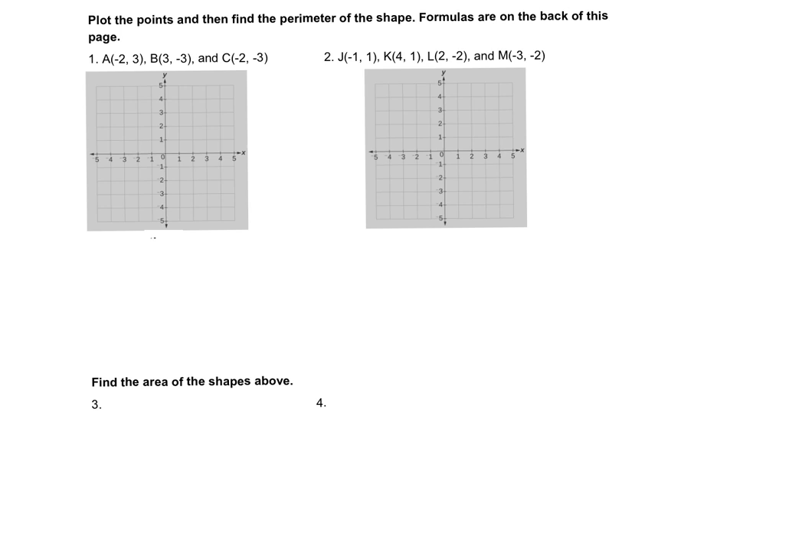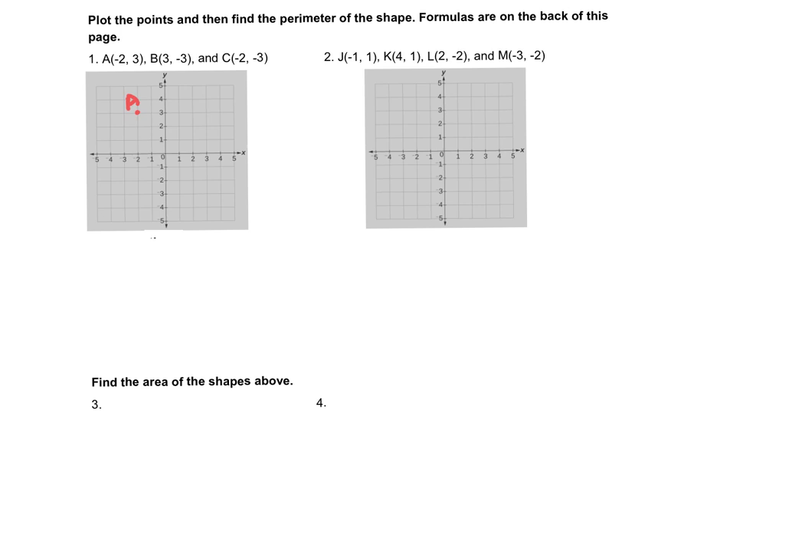We need to start by graphing point A, which is at (-2, 3). So we're going to go to the right, 1, 2, and up, 1, 2, 3. Okay, there's our point A.